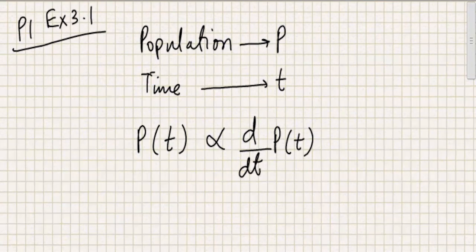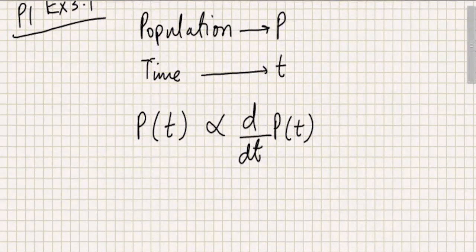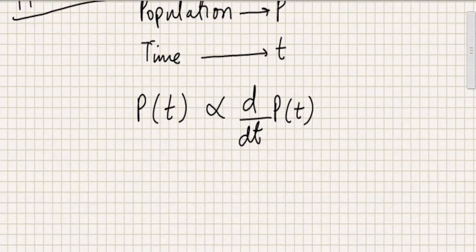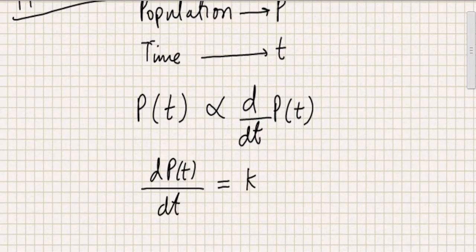This is not a proper differential equation yet. So what do we need to do? We need to take away the proportionality sign and introduce a constant of proportionality. So dP(t)/dt, flipping the left hand side and the right hand side, equals k times P(t), where k is the constant of proportionality.